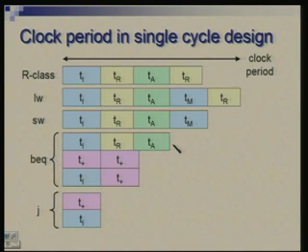But once the clock period is fixed, all instructions take the same time, and you can see so much dead time in the other instructions: in R class, in SW, in BEQ, and most in J. Now, when we introduce multi-cycle design, what we try to do is divide the execution of an instruction into multiple cycles. So we need to decide what gets done in the first cycle, what gets done in the second cycle, and so on, and there are lots of choices.